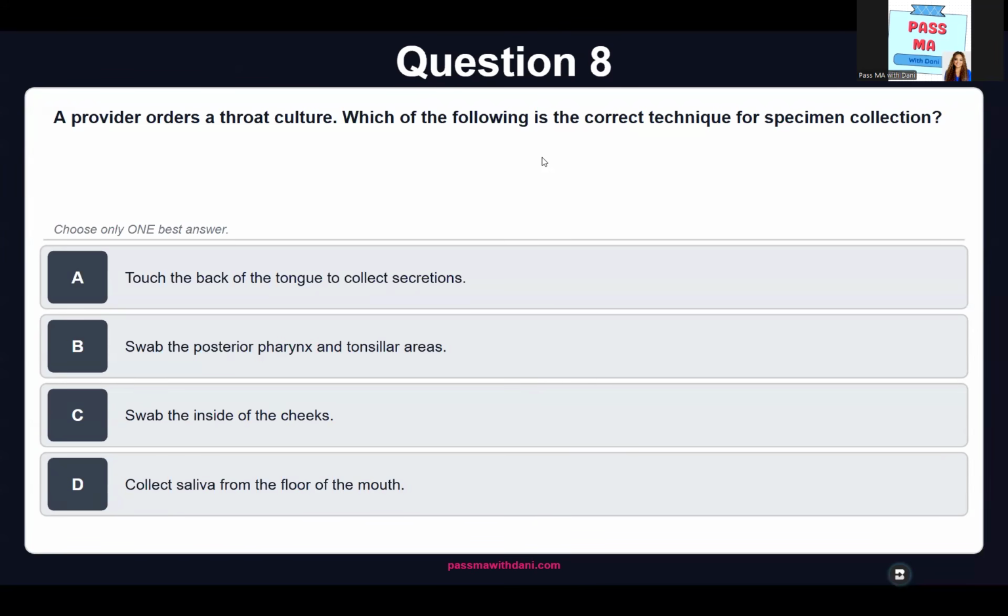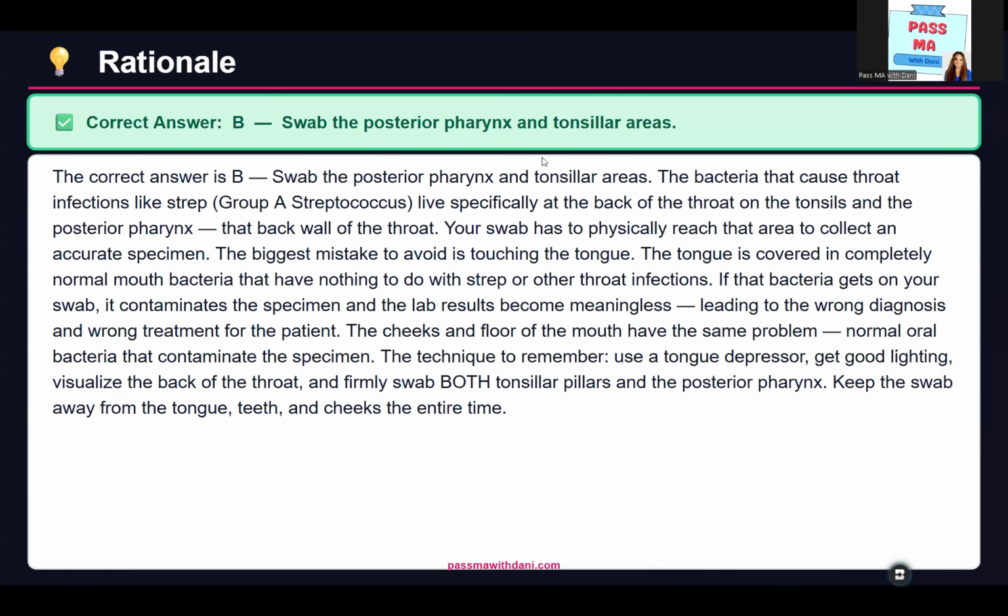For question 8, if you said B, swab the posterior pharynx and the tonsillar areas, then guess what? You are correct. The bacteria that cause throat infections like strep live specifically at the back of the throat, on the tonsils and the posterior pharynx. This is towards the back wall of the throat. Now, your swab has to physically reach that area to collect an accurate specimen. The biggest mistake to avoid is touching the tongue. Why? Why can we not touch the tongue?